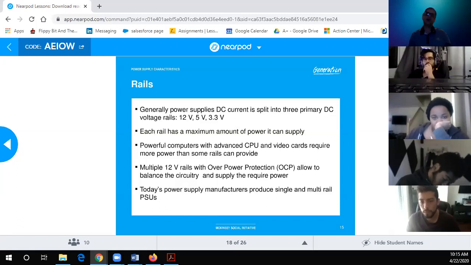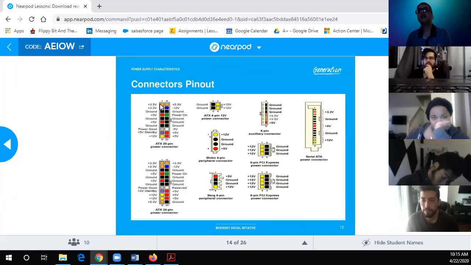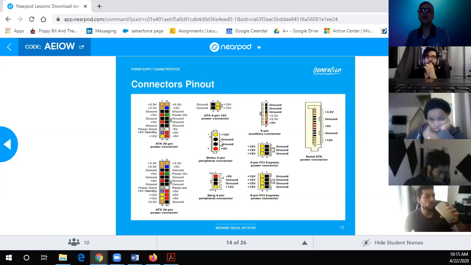Any questions or doubts on rails? What's the color of the 3.3 volt? The 3.3 was orange. Red is 5, and yellow is 12. Purple is 5 standby. I remember that one. And 12 negative is blue. Usually 12 is yellow, because you see the positive all over the place, but the negative is blue. So whenever you see a yellow cable inside the computer, throughout the whole computer, that tells you it's a 12 volt. So that's another easy way.